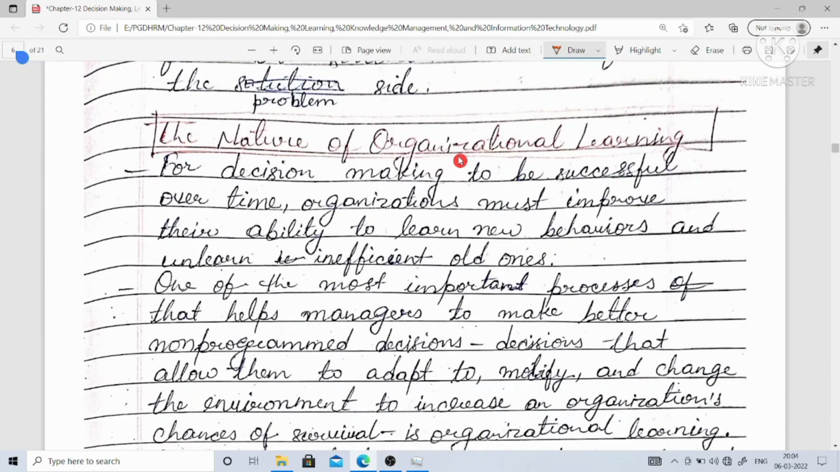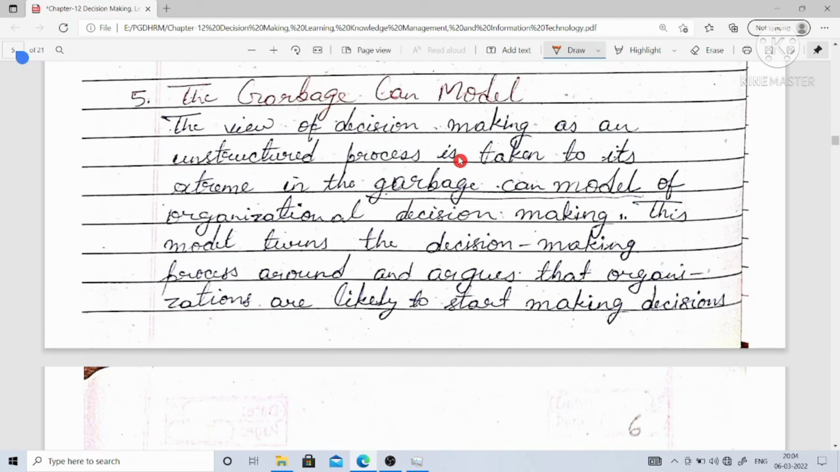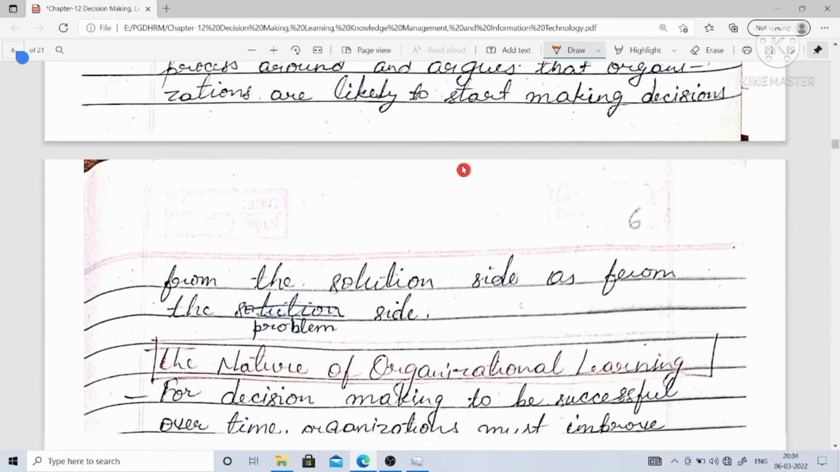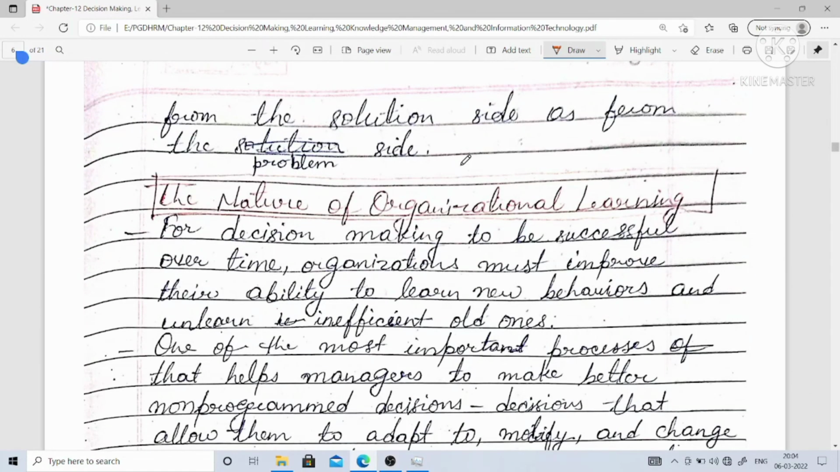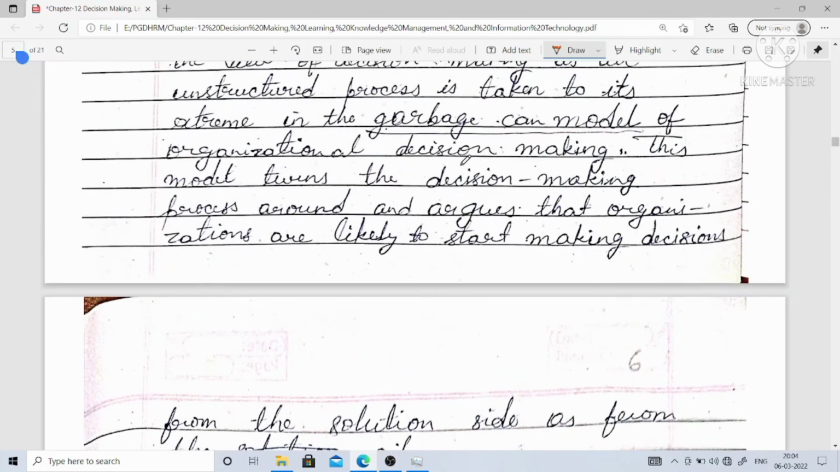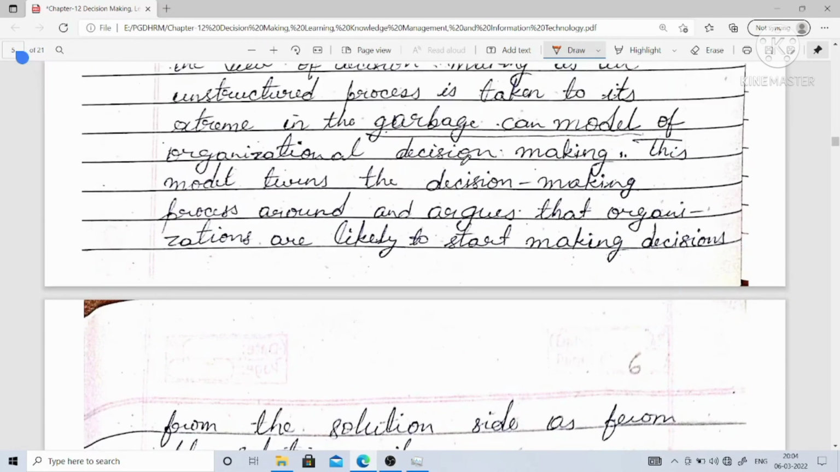The nature of organizational learning. Okay, decision making I think I have completed. So let me check. Okay, the nature of organizational learning I will explain in another part.